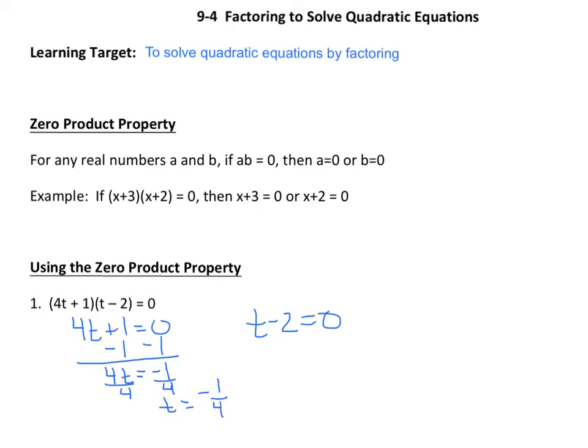Now let's look at t minus 2 equals 0. We're going to add 2 to both sides, and we end up with t equals 2. So that means that if t equals negative 1/4, the product will end up being 0, and if t equals 2, the product will end up being 0.